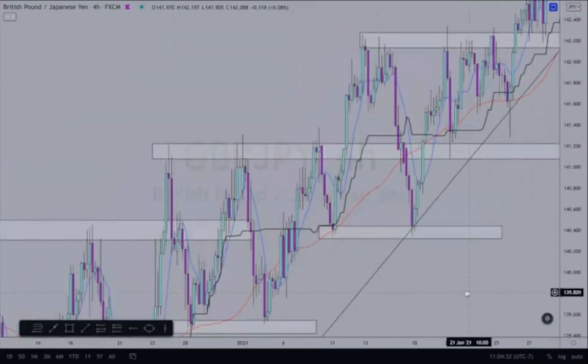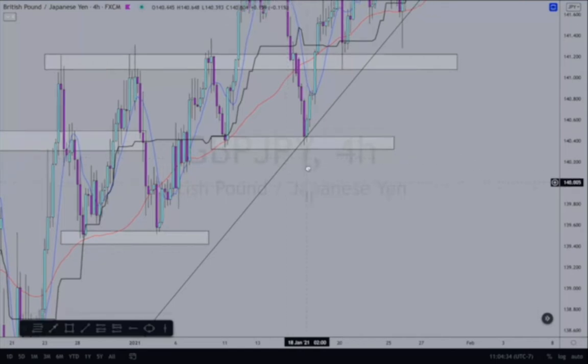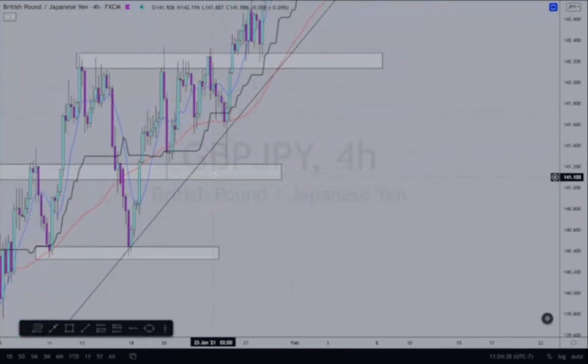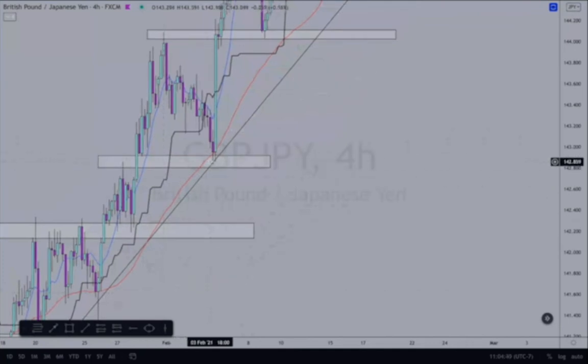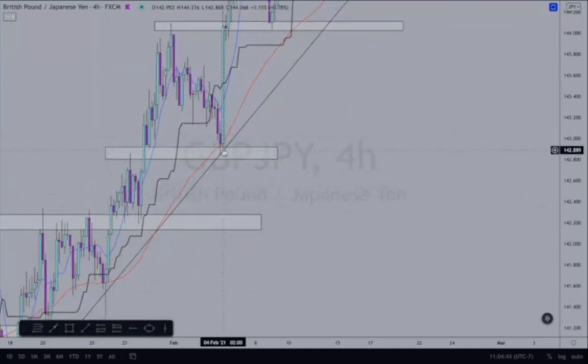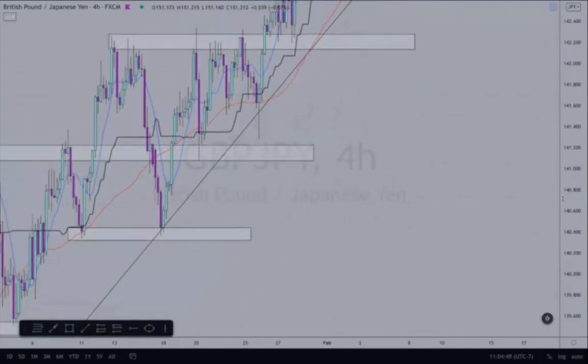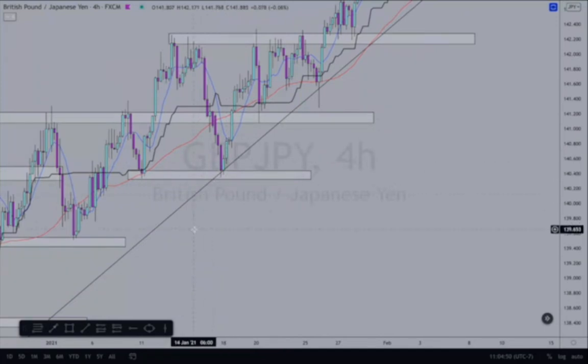Okay, but what you want to see is that it's rejecting that area, right? Like right here, it's rejecting that area. Right here, it came down, rejected that area. And again, that area, it's not as clean of a rejection as this one, but it's in the area where that trend is, right? And that's how you can kind of tell if it's a valid trend line, is if it's rejecting that area multiple times.